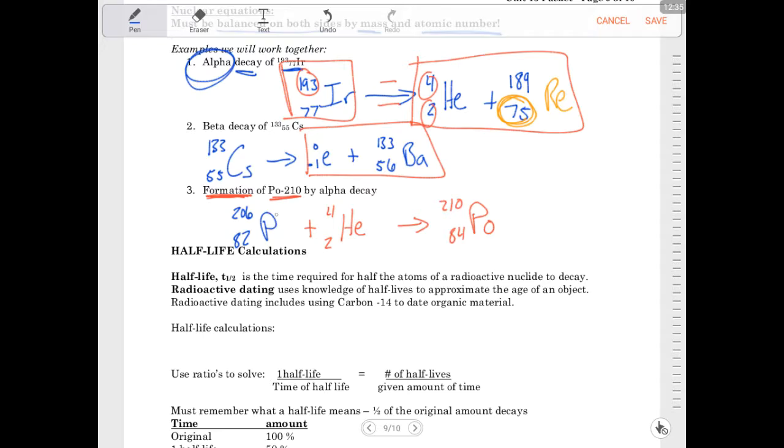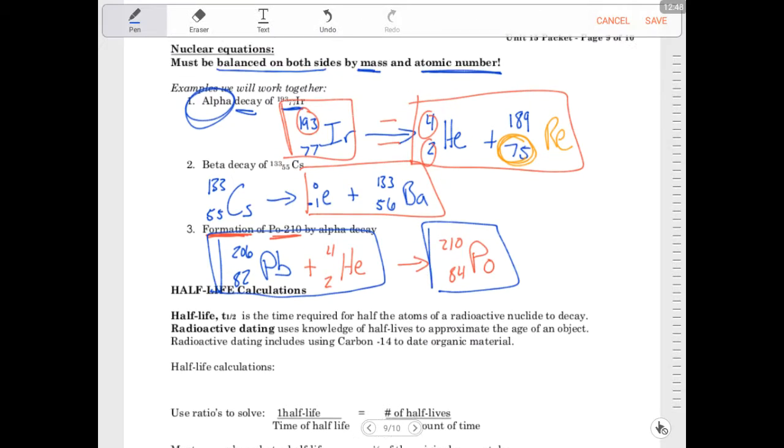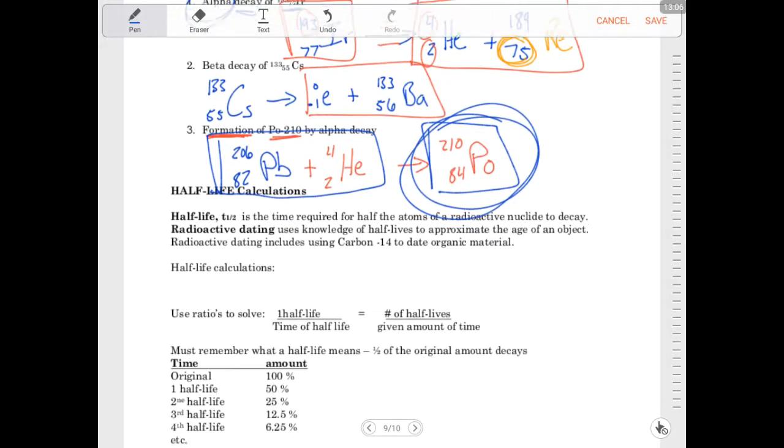And there we go. You have a built-in check. This side should equal this side. So 206 plus 4 is 210. They balance out. 82 plus 2 is 84. They balance out as well. So nuclear decay is that easy. Forming just means that's your product. And if it's undergoing decay, that's what you're starting with, and it's breaking down into the other pieces. If you have questions, we can review it tomorrow, when I get back.